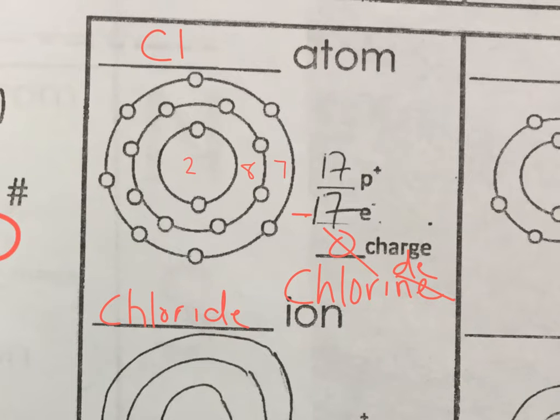So this outer shell would like to be 8. And so it's going to find other atoms that have just 1 electron in its outer shell to bond with. So if I added +1 right here, I would be a really happy guy. That's the entire idea behind all this stuff.